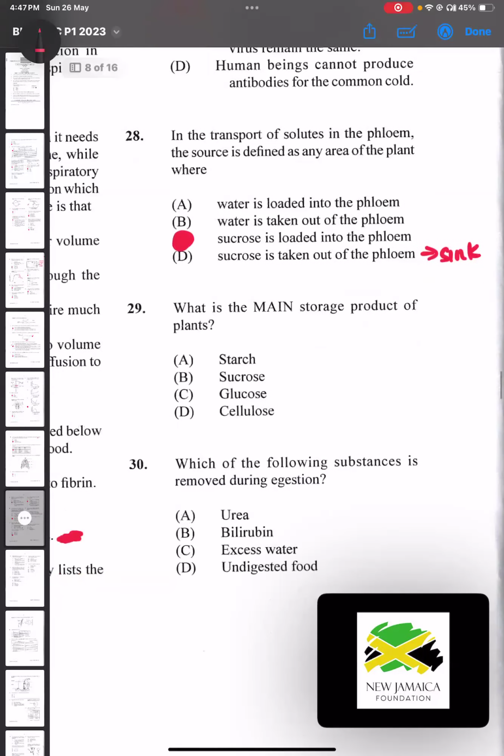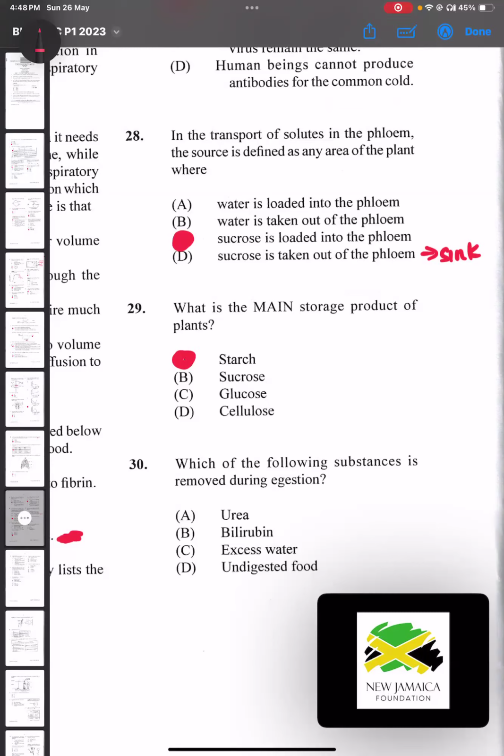The main storage product of plants is starch, because they convert glucose to starch to store it inside of them, because starch is not a reactive substance. So that's why they store it as starch. And you can always remember with starchy vegetables and ground provisions, that is how they store it. So it's obviously going to be starch. And then for 30, which of the following substances is removed during ingestion?